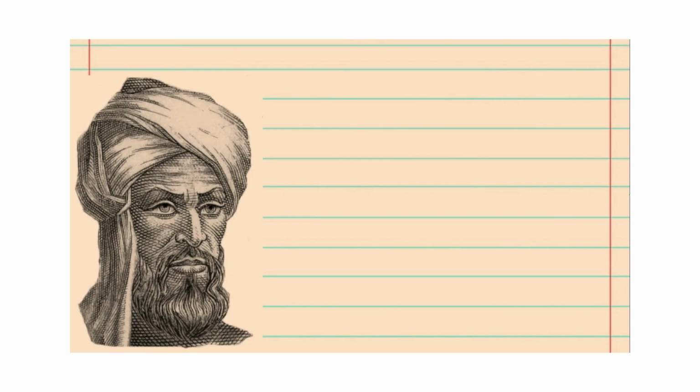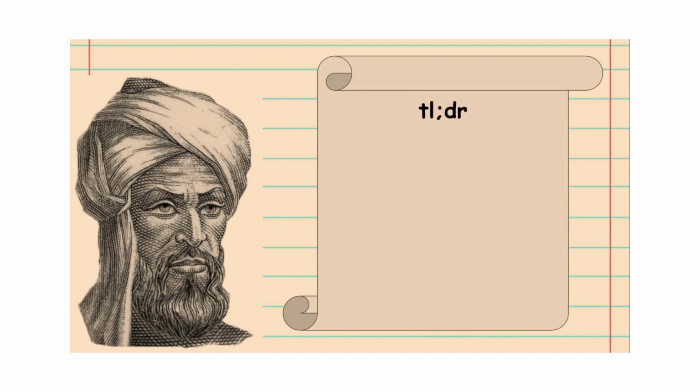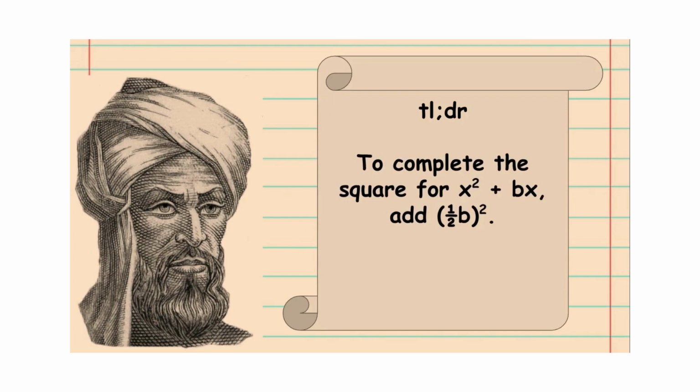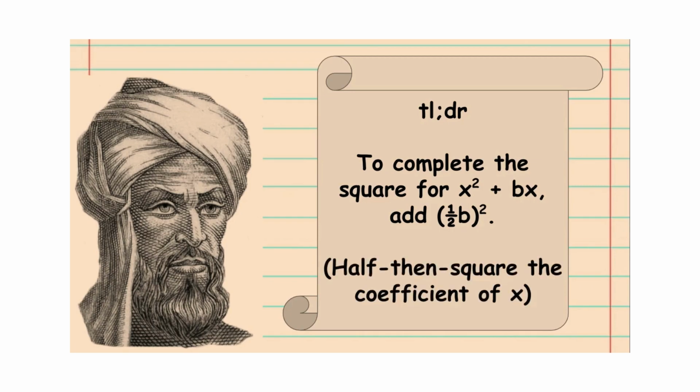Now, I know what you're thinking, and Al-Khwarizmi might too. If you're not as much of a nerd as we are, then here's what you need to know. To complete the square for some generic quadratic expression, like x squared plus some constant x, we would add 1/2 b, pause for emphasis, squared. That is to say, we half then square the coefficient of x and add it onto our expression. If you ever remember your math teacher saying, half then square some number, this is probably what they were talking about.